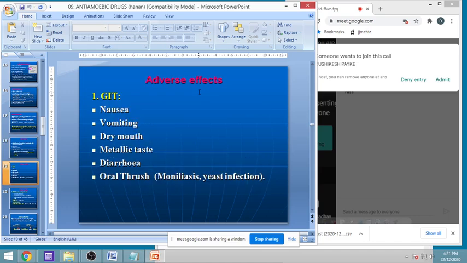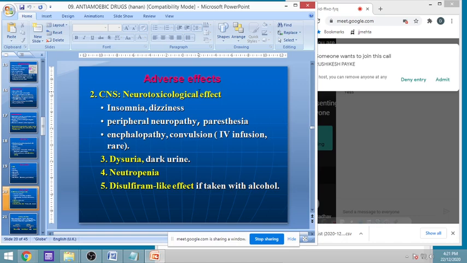Adverse effects: nausea, vomiting, dry mouth, metallic taste, diarrhea, oral thrush. That is moniliasis, a yeast infection that can take place in the mouth. Then neurological effects: it causes insomnia, dizziness, peripheral neuropathy, paresthesia. Paresthesia means an abnormal sensation in a certain area, unlike anesthesia, which is loss of sensation. Encephalopathy and convulsions are more likely particularly with IV infusion, otherwise they are rare. Dysuria, dark urine, and neutropenia. It also causes a disulfiram-like effect.